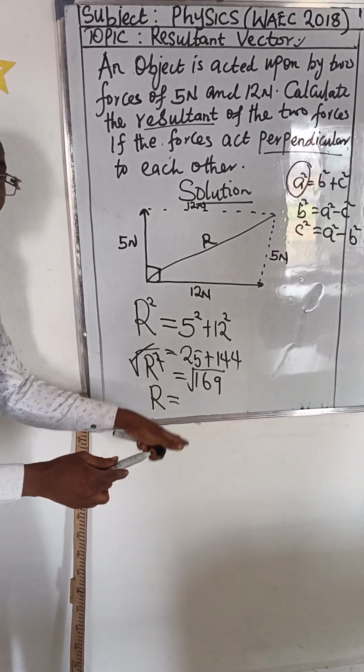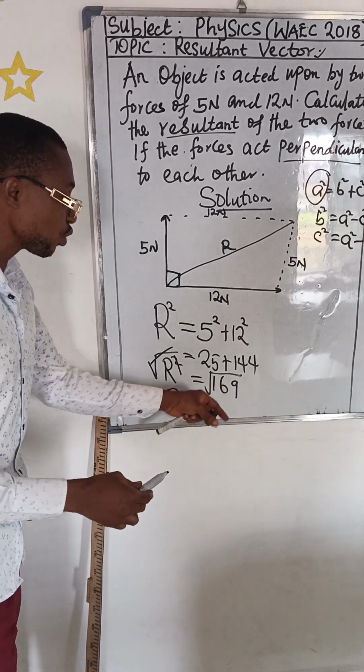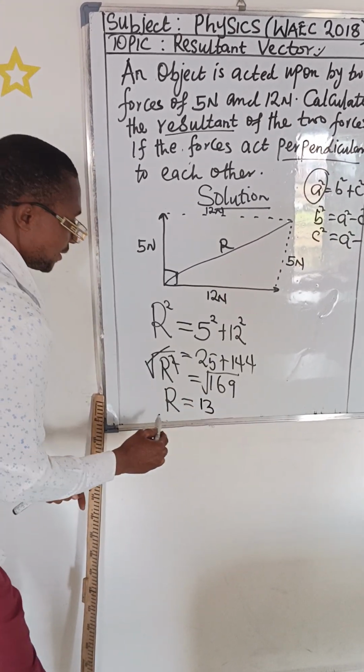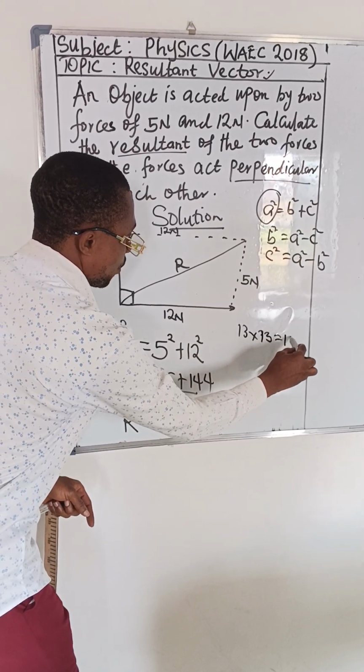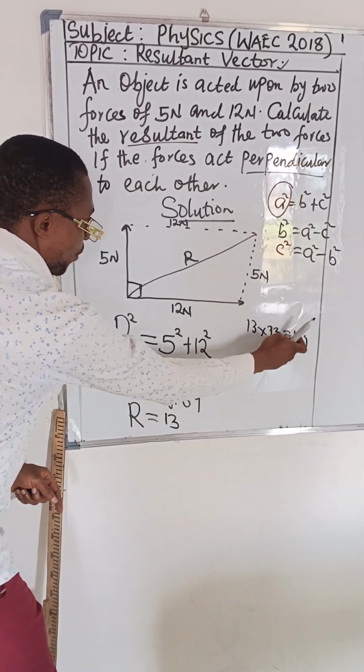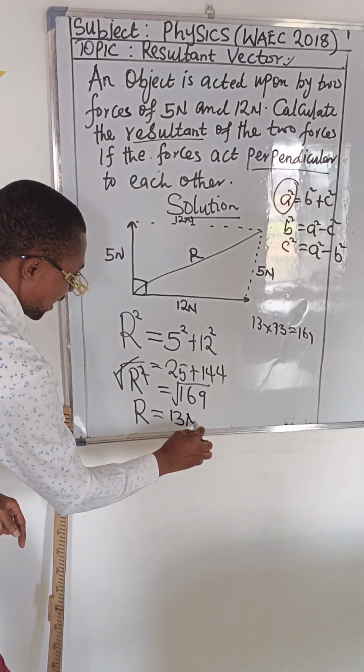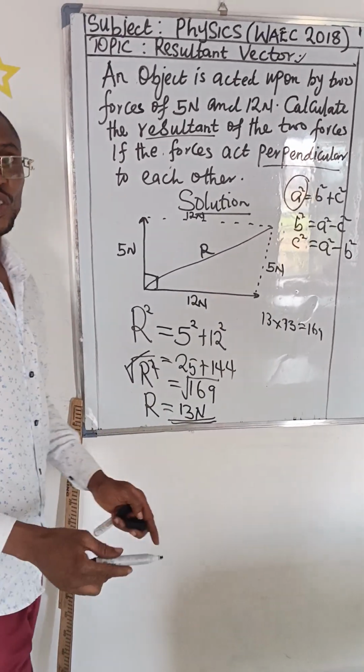Now we know that 169 is a perfect square, and the square root of 169 is 13, because 13 times 13 is 169. So the square root of 169 is 13. So the answer is 13 Newton.